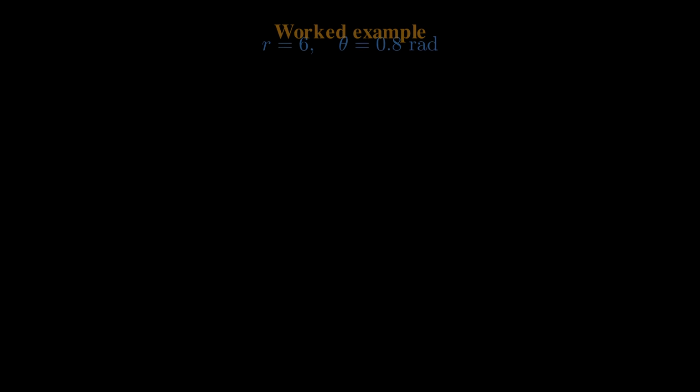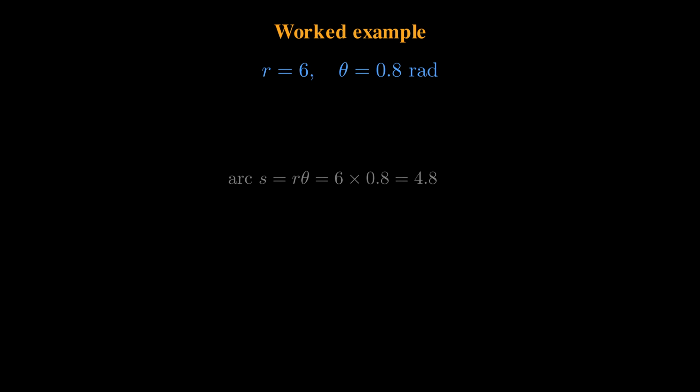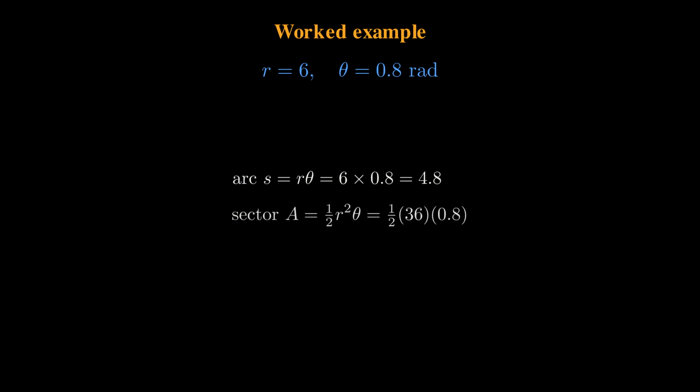Let's use them. A sector has radius 6 and angle 0.8 radians. The arc length is r theta, 6 times 0.8, which is 4.8. Because the angle is already in radians, we just multiply, no conversion. The sector area is 1/2 r squared theta, 1/2 times 36 times 0.8. Half of 36 is 18, times 0.8 is 14.4. 2 formulas, 2 clean answers. That's the payoff of radians.